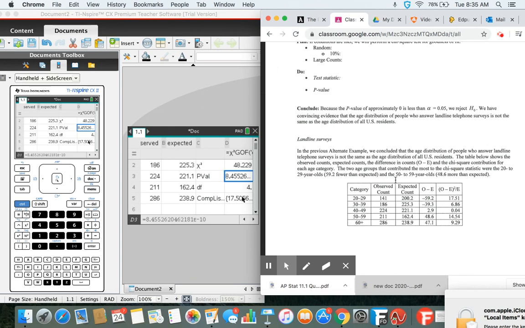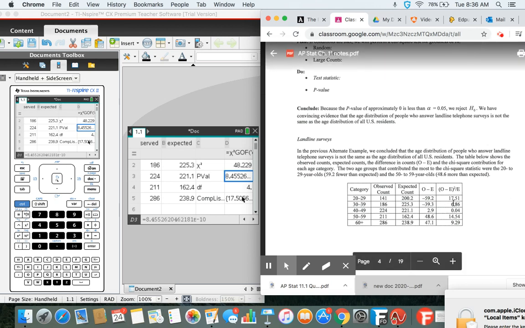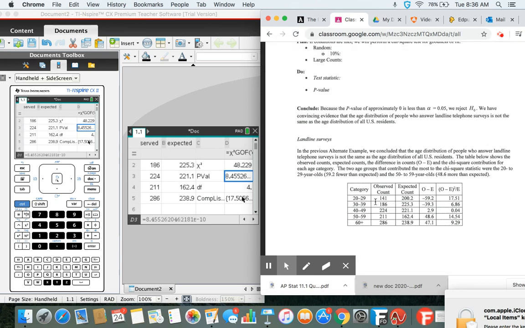Now here's our follow-up analysis. So here's all the information that we just found listed in a chart. And what we could be asked here is something like, well, what component contributed to us rejecting the null hypothesis the most? And in this case, just look to see what the biggest difference is between the observed and the expected.